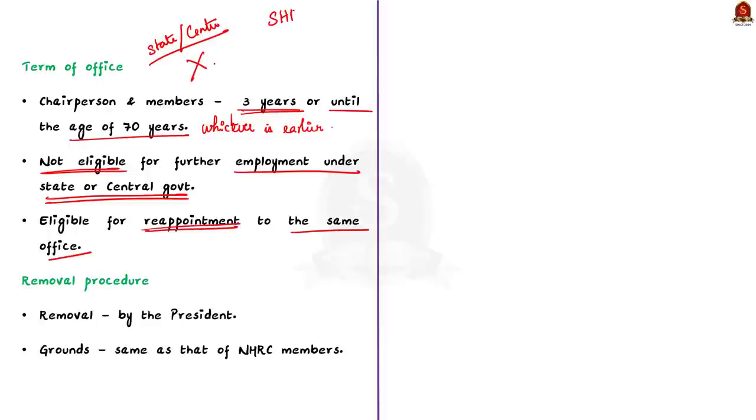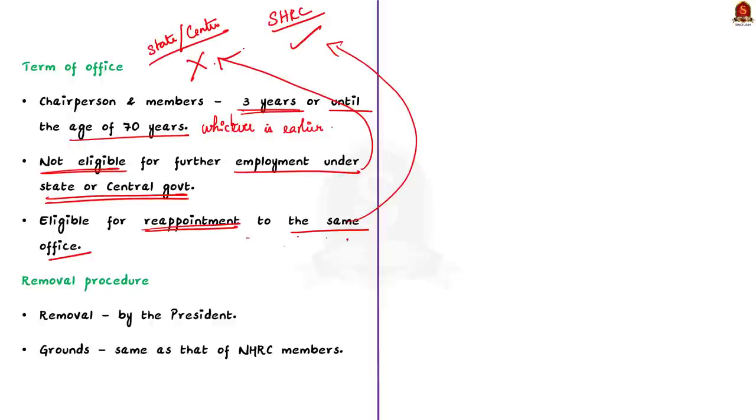I hope you understand this difference. You have to be very careful regarding this, okay? If a statement says that chairperson and members are not eligible for reappointment to the SHRC, then that statement is incorrect. Because they are eligible for reappointment to the same office, but they are not eligible for employment under any other state government or central government. Now, this is about the term of office of chairperson and members and some conditions.